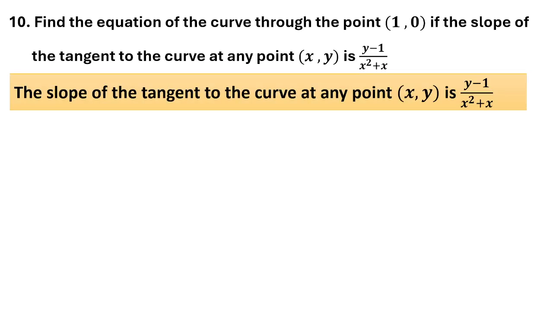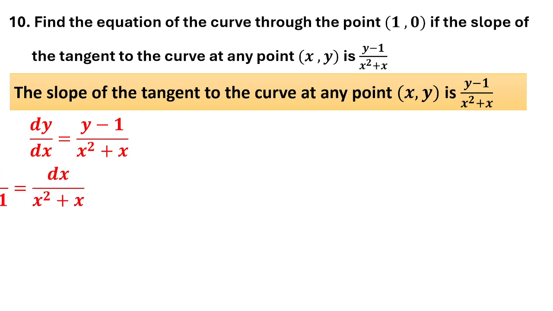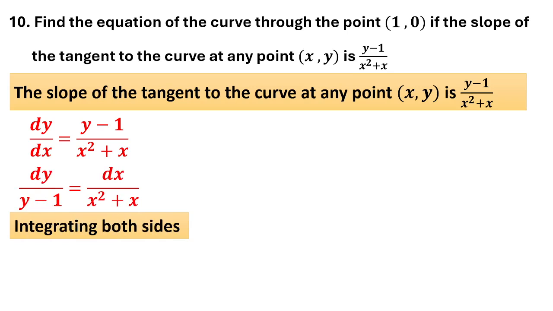We know that the slope of the tangent to the curve at any point is given like this, but the slope is nothing but dy by dx for a curve. Remember, slope of the tangent is nothing but the derivative dy by dx. The dy by dx is given. Let us try whether it can be done by variable separable. Yes, it can be done by variable separable.